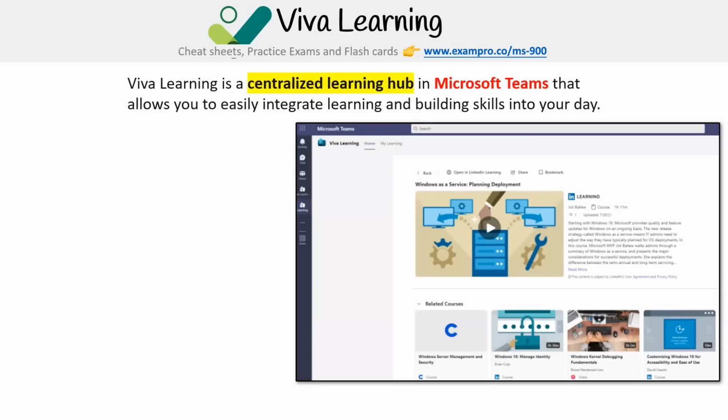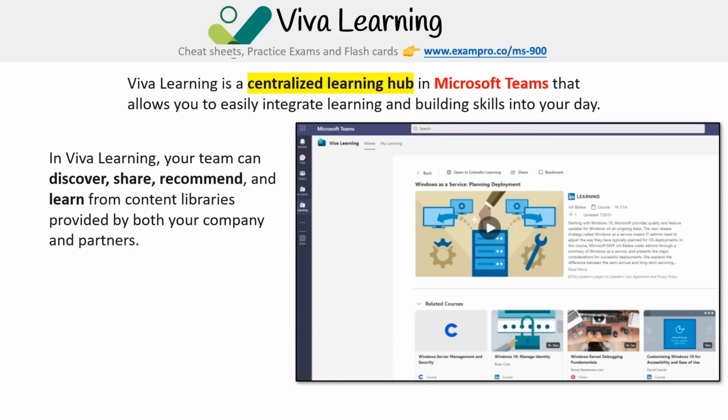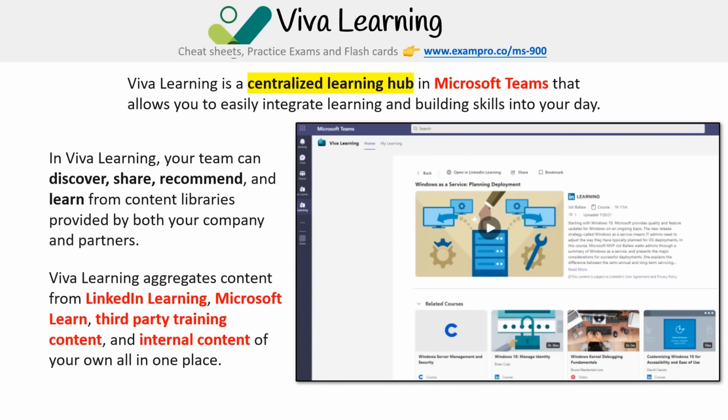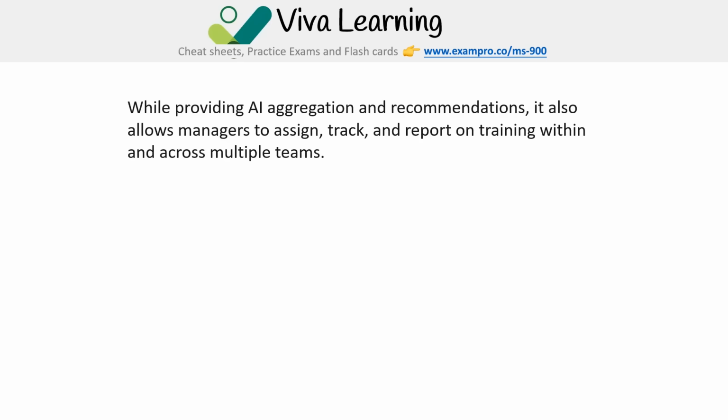The last module we'll be talking about is Viva Learning. Viva Learning is a centralized learning hub in Microsoft Teams that allows you to easily integrate learning and building skills into your day. In Viva Learning, your team can discover, share, recommend, and learn from content libraries provided by both your company and partners. Viva Learning aggregates content from LinkedIn Learning, Microsoft Learn, third-party training content, and internal content of your own all in one place. So, while providing AI aggregation and recommendations, it also allows managers to assign, track, and report on training within and across multiple teams.